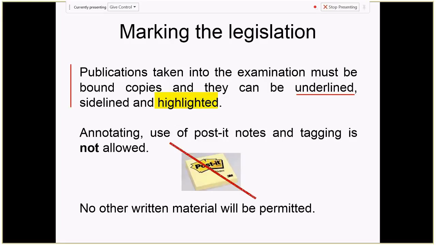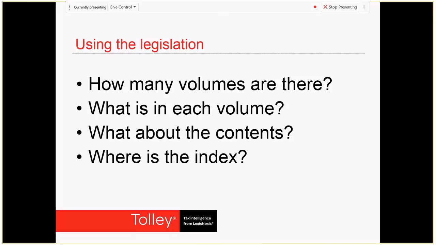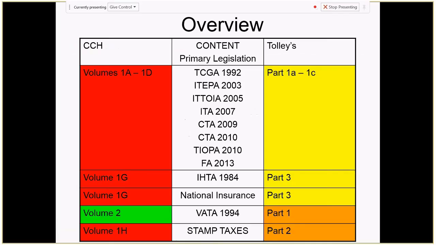Now, what you need to have in your mind is roughly where is everything that might be useful to me in the legislation. So you need to know roughly what's in every volume and where the contents are, which are at the start of each act, and where the index is. You won't use the index very much, thank goodness, because it's a rubbish index, even if I say so myself. The index is not very good, but you might need it in an emergency. So you just need to roughly have an idea of what's in every book.